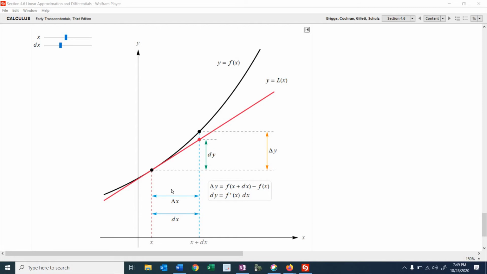Now, having said that, let's also look at the change in the y value that occurs on the tangent line as we make this change in the x value down here. So notice that, again, when you're at this x value here, the y value that comes out would be right here. And then when we change to this x value over here, the y value that comes out on the tangent line would be right here. So the change in the y value on the tangent line would be the distance between those two y values. And that is known as the differential change in y, labeled dy.